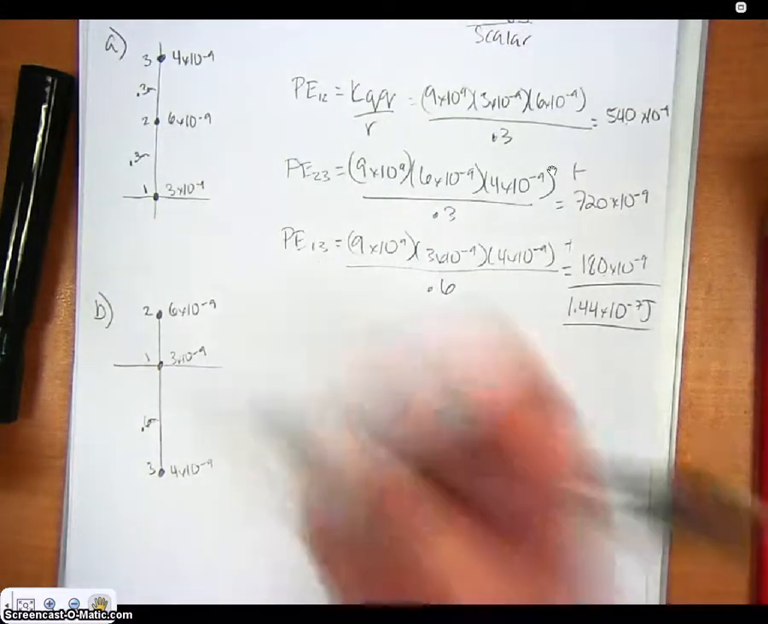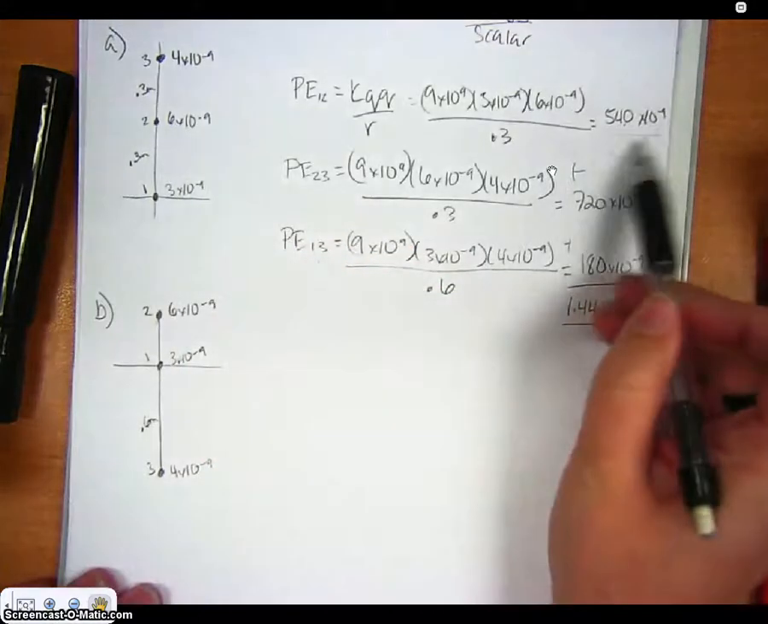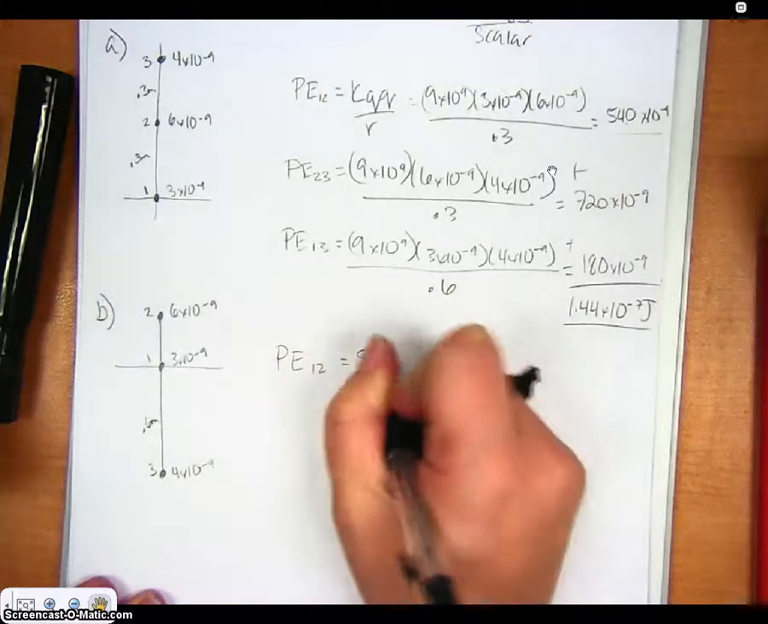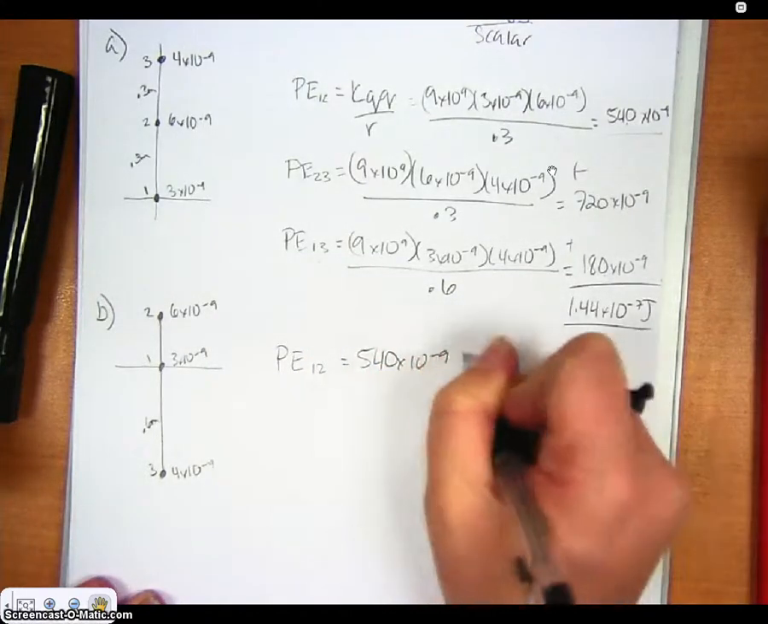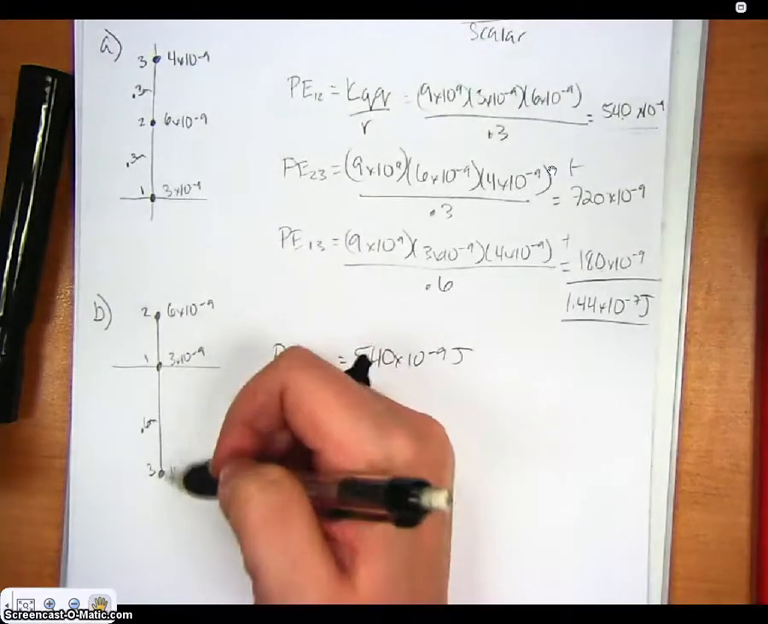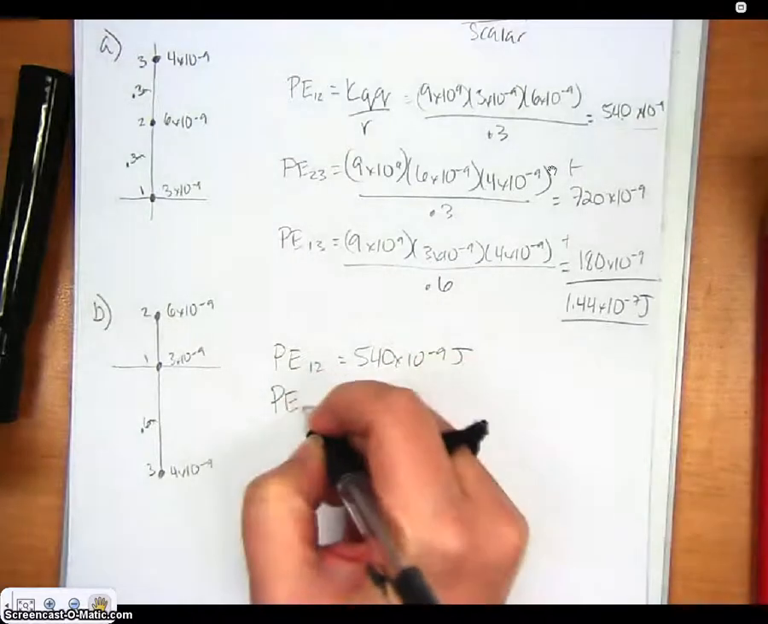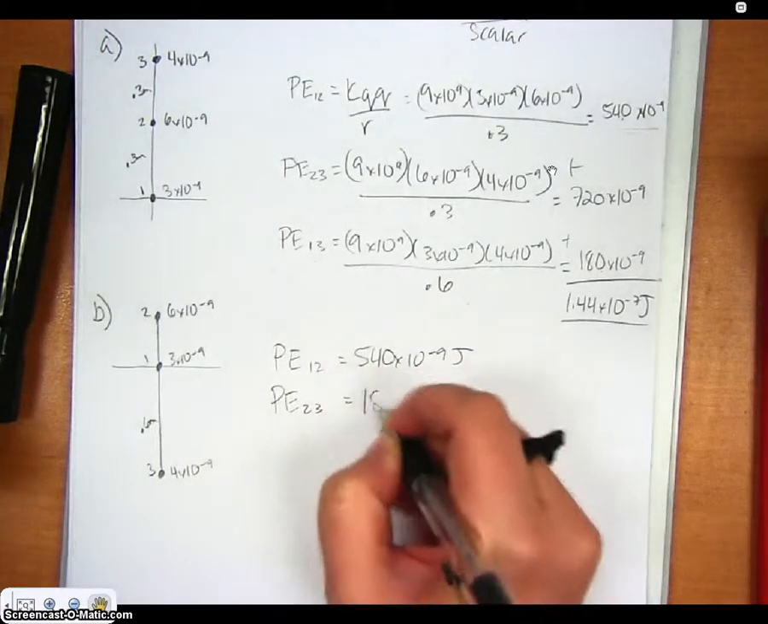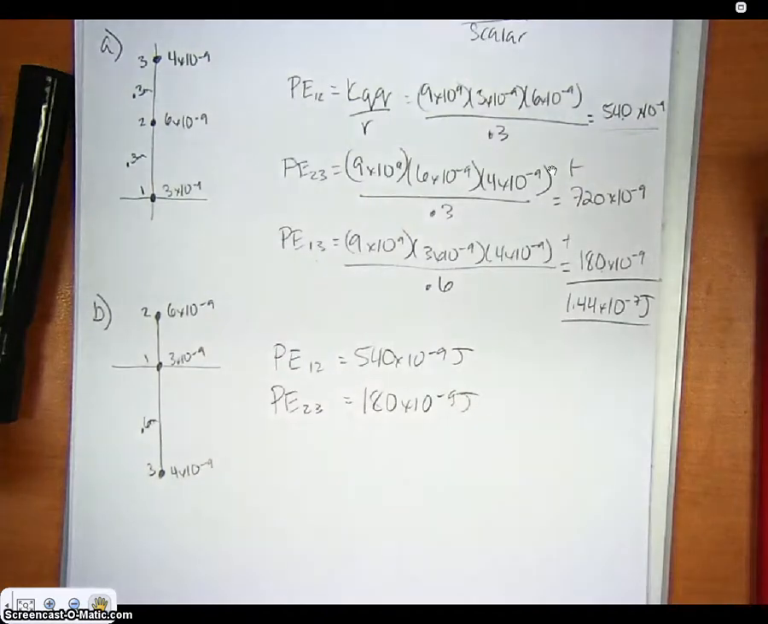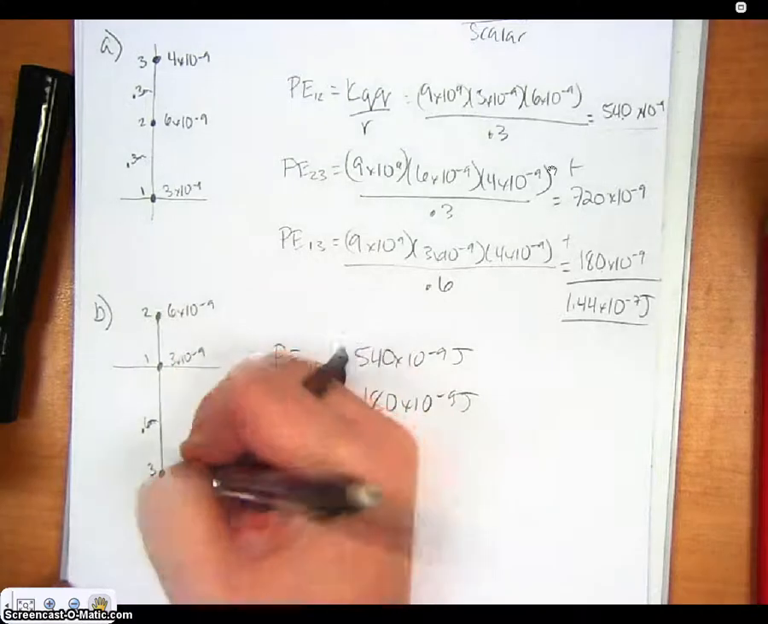Okay, now 1 and 2 are still the same distance and the same magnitude of charge, right? So I've already calculated that. So the potential energy of 1 and 2 is still the same. It's 540 times 10 to the negative 9th joules. Now, 1 and 3, even though now they're in a different orientation, they're still the same magnitude of charge and the same distance apart. So that is still 180 times 10 to the negative 9th joules. So really, I only have to calculate one new potential energy, and that is this one relative to this one.